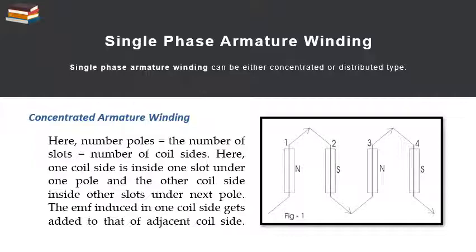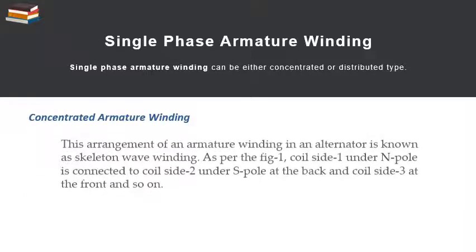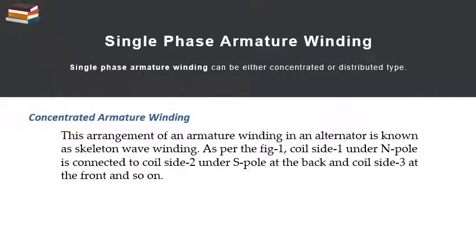Why do we call it concentrated? Because it is concentrated on one particular slot and one pole only. So this is called concentrated armature winding. This arrangement of an armature winding in an alternator is known as the skeleton wave winding.